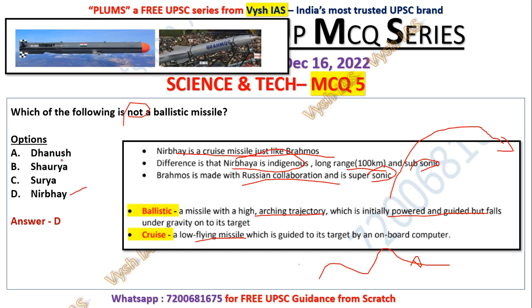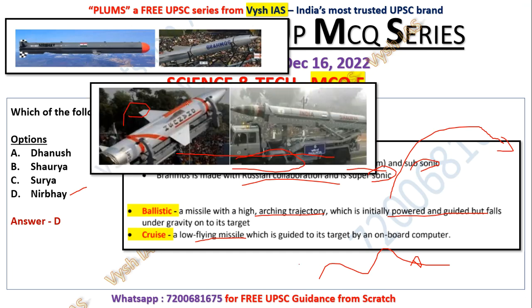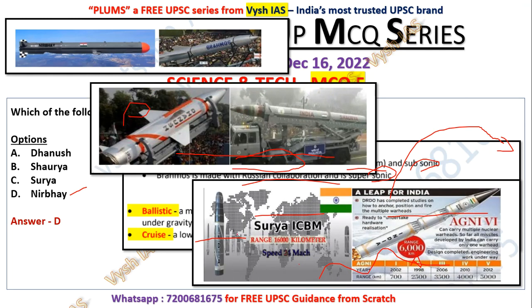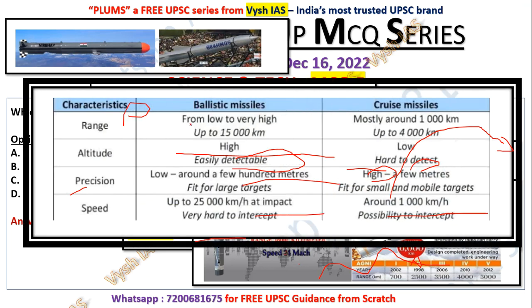Now the pictures of different missiles, if you see: this is the Nirbhay missile and the BrahMos missile, this is the Dhanush missile and the Shaurya missile, this is the Surya missile which will be a very long range, 16,000 km one, and this is the Agni 6, which will again have a very big range. So like that, different missile pictures are there. These are all there in our test series with an explanation of each missile.